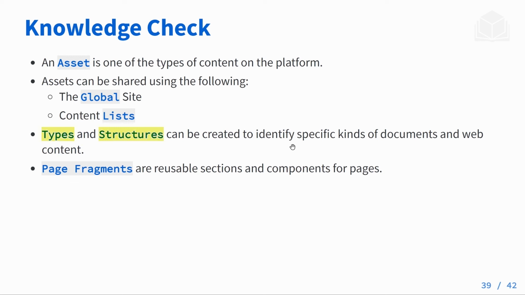For the third point here, types and structures are one way to organize assets. They can be used specifically for documents and web content. The other way of organizing assets includes repositories, folders, and the asset tags and categories framework. And finally, if you want to have another way to create reusable content on your web pages, you can use page fragments. You can design them using either the section builder, or front-end developers can directly use JavaScript, HTML, and CSS to make these page fragments.